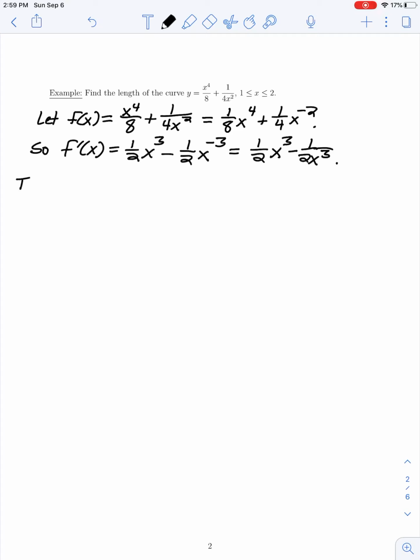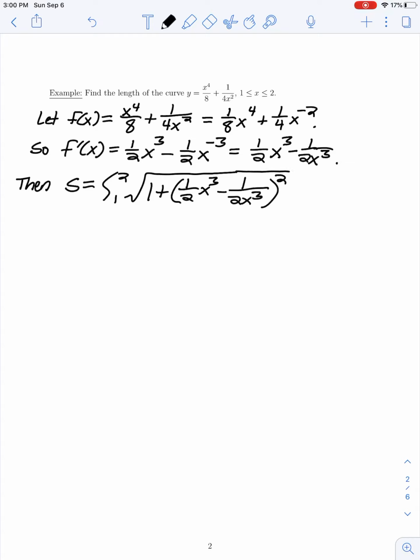So for our arc length formula, the arc length of this curve, S, is given by the integral over our x interval, which in this case was given as 1 to 2, of the square root of 1 plus the derivative of f, which we just found to be 1/2 x cubed minus 1 over 2 times x cubed, squared. And then we're integrating with respect to x.